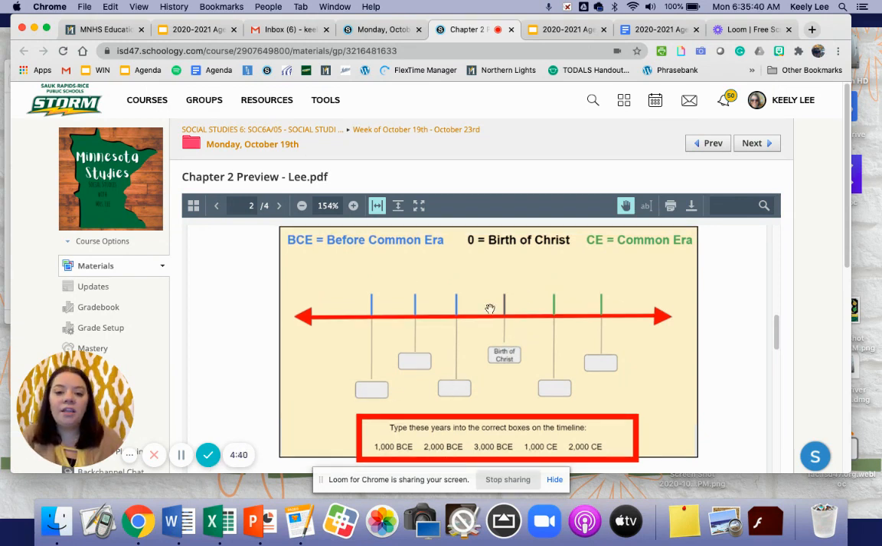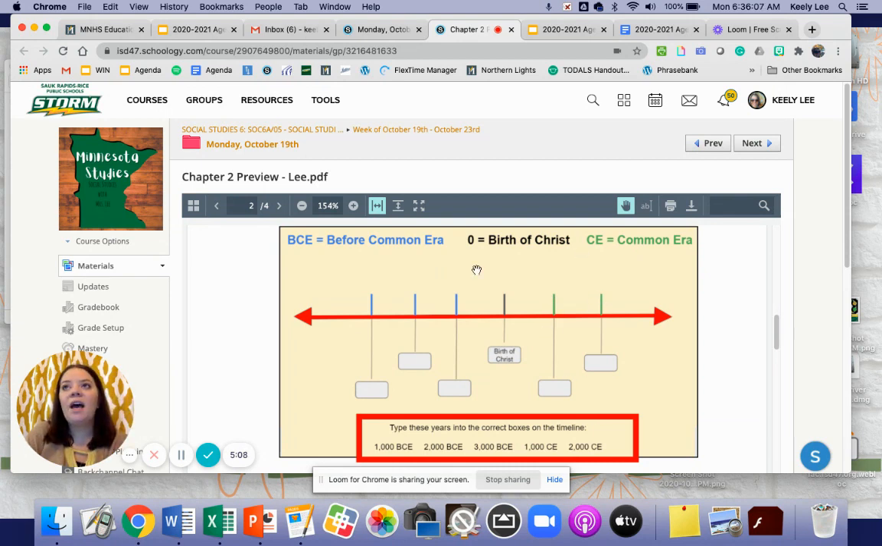So our calendar is based off of the birth of Christ, okay? And that is year 0, okay? And then 0 equals the birth of Christ. Everything before that is BCE, and it stands for Before Common Era. Everything after that is CE, or Common Era.